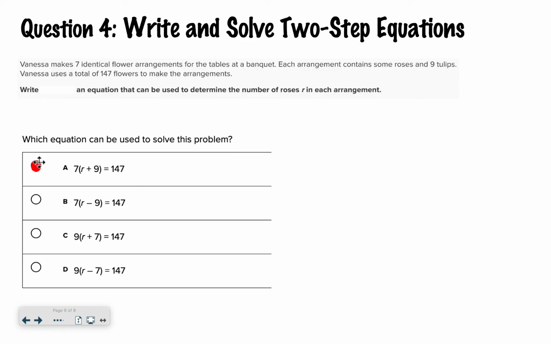All right, hopefully you said letter A. So we know that we use roses. We don't know how many, so we use R, plus 9 tulips. And we know that there are a total of 7 flower arrangements. So you would add the flowers together, multiply by 7, and it would equal the total.